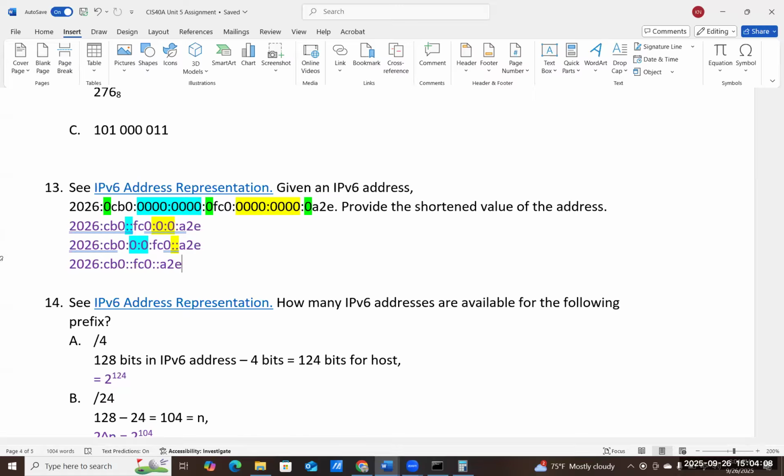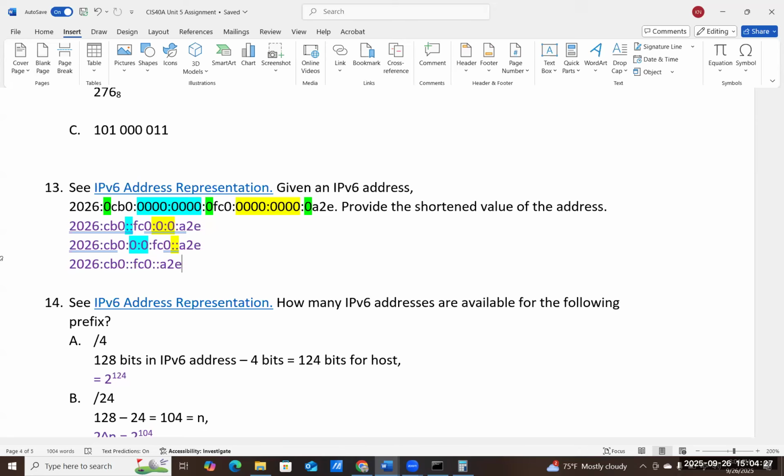So the takeaway from this is anytime that you have the 0 that's in the middle, or even, in the middle. So if you have 4 digits that are 0, you can condense it to a double colon or a :0.